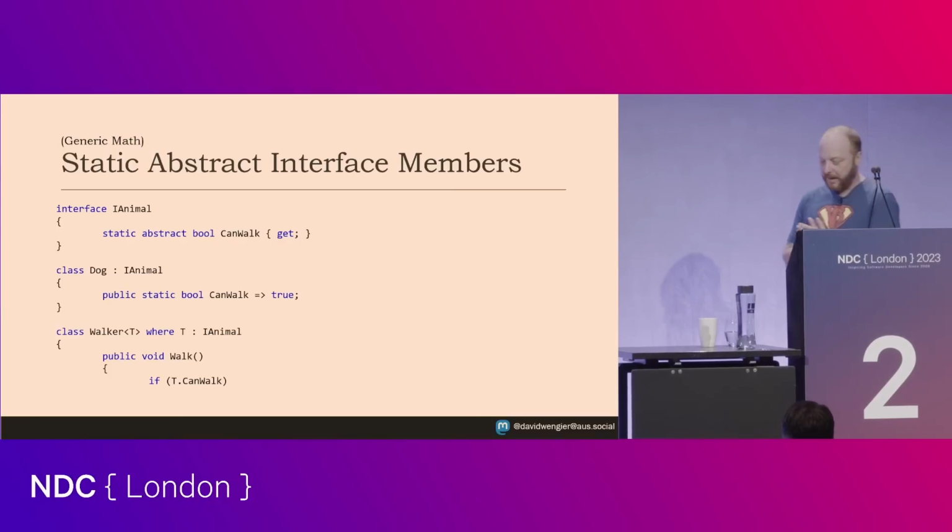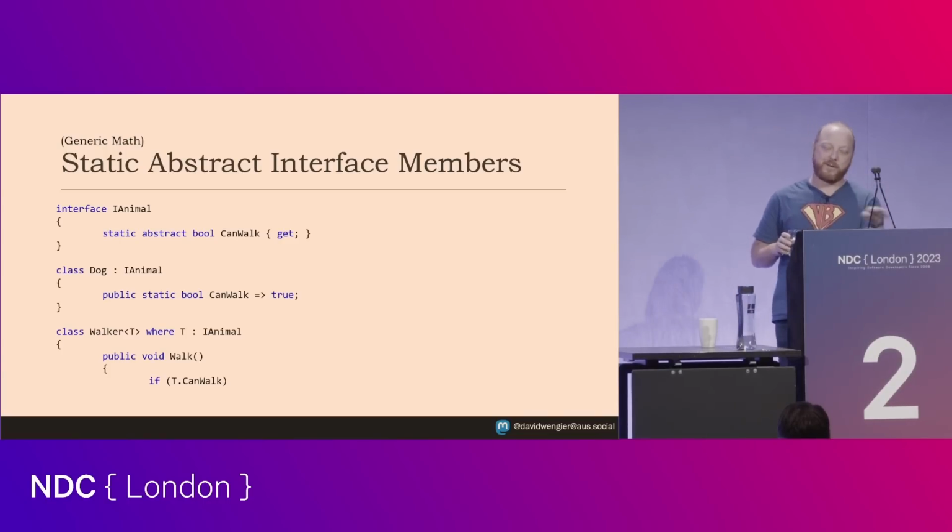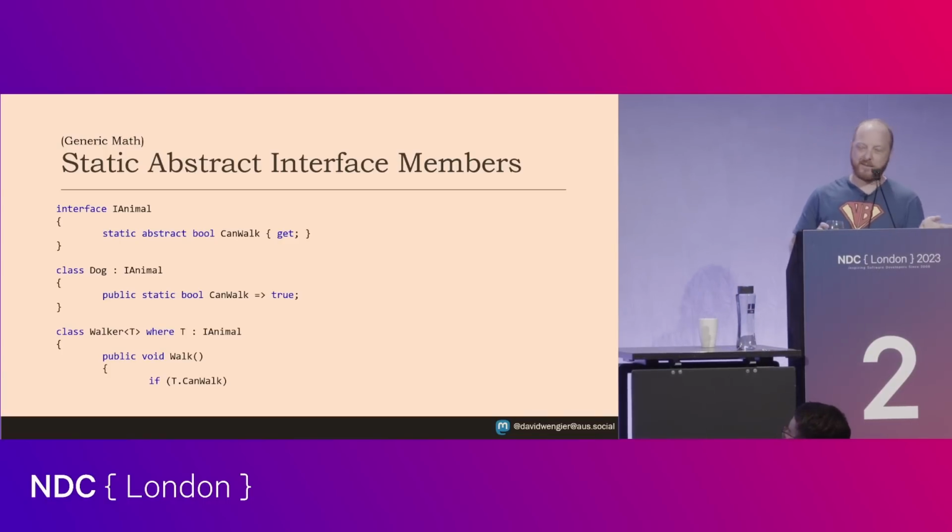Right. This one's a little weird because static members on interfaces exist already, but they don't work this way. So there's abstract as a keyword to denote which one you want, but abstract is kind of redundant on interfaces.